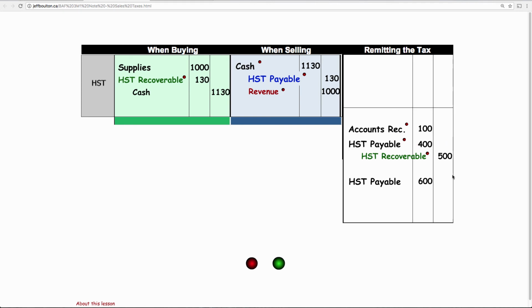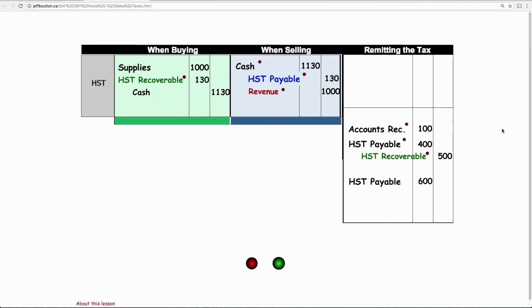What we do is we clear out the balance in those accounts. Recoverable is a debit, so we credited $500 to get rid of it. I made all these numbers up, by the way. So we credited $500 to clear it out. Payable is a liability, so it had a credit balance. So we're going to debit it to clear it out to zero, right?